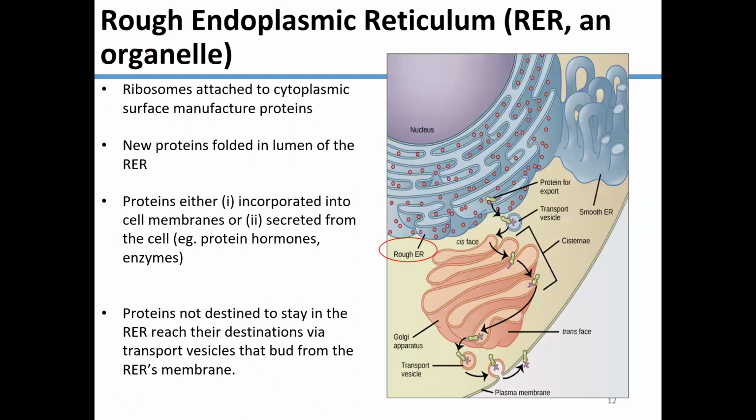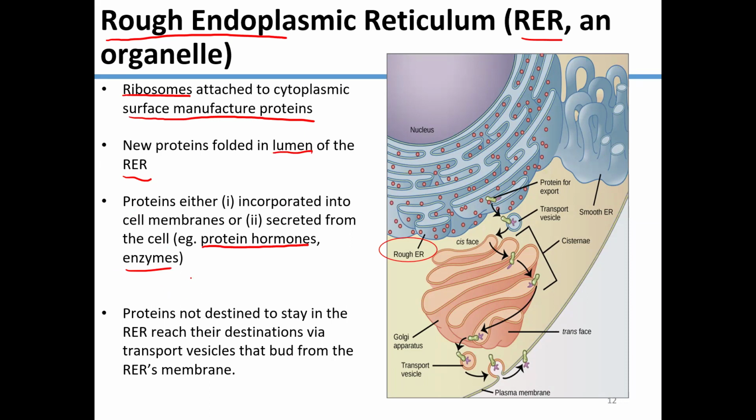So let's go ahead and dive into our rough endoplasmic reticulum, or in this case, the rough ER. Now, again, the main idea from this is to produce proteins. We have a bunch of ribosomes attached to these. So again, they're going to be responsible for the manufacturing of these proteins. So new proteins fold in the lumen of the rough endoplasmic reticulum. And then proteins are either going to be incorporated into the cell membranes or secreted from the cell. In this case, protein hormones and enzymes.